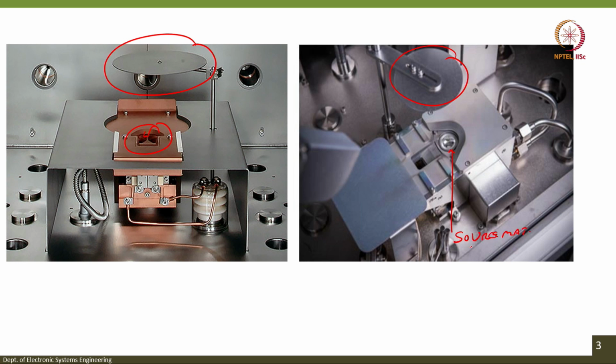The source material is loaded onto the crucible. The electron beam will come from here and hit here, and it will sweep here. You have multiple sources. Now, this is covered with the help of a shield.